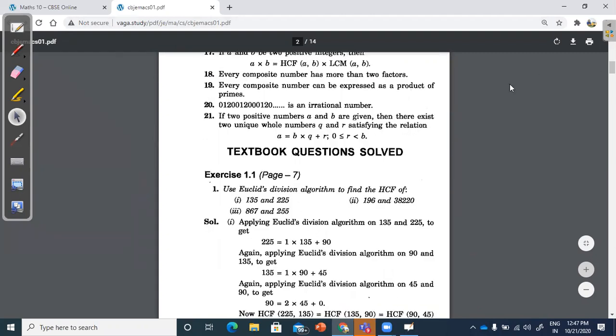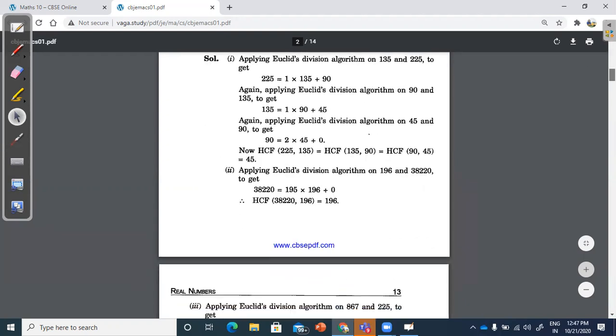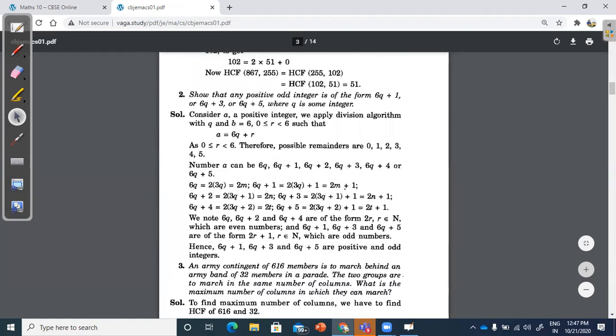And the first exercise is actually based on Euclid's division lemma or Euclid's division algorithm. And this has been deleted for the year 2021 board exam. So this part is reduced, and I will not be discussing this 1.1 because it's cancelled from this year's syllabus.